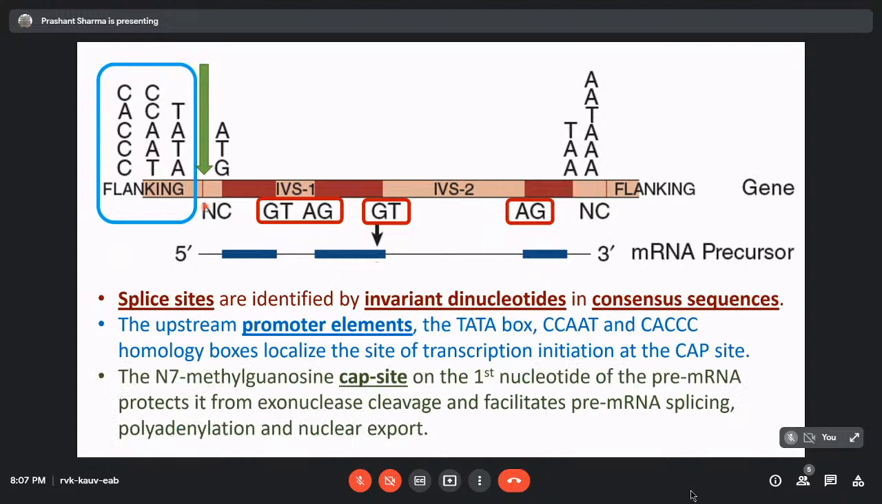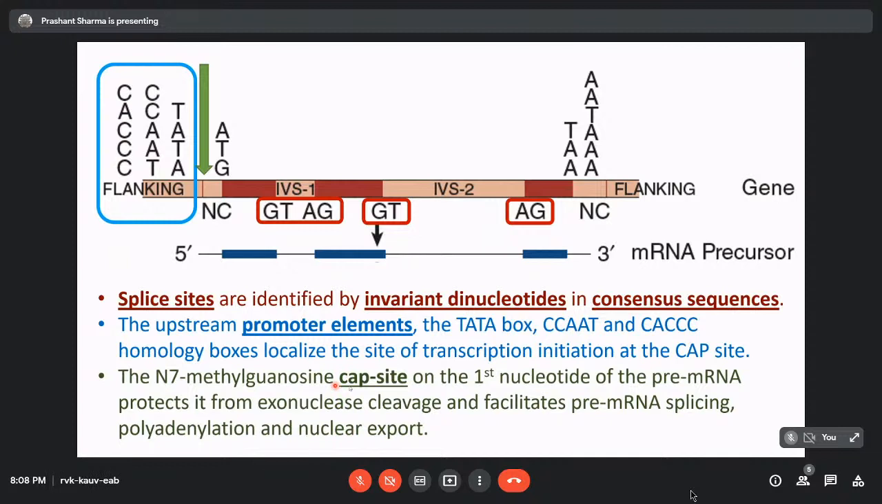So what is a cap site? It is an N7 methyl guanosine cap. So this happens when this becomes the first nucleotide of the pre-mRNA. And once this methylation has happened, it protects it from exonuclease cleavage. And it also then subsequently facilitates the pre-mRNA splicing, polyadenylation, again something that's happening at the tail of the mRNA, and protects it from degradation and nuclear export.